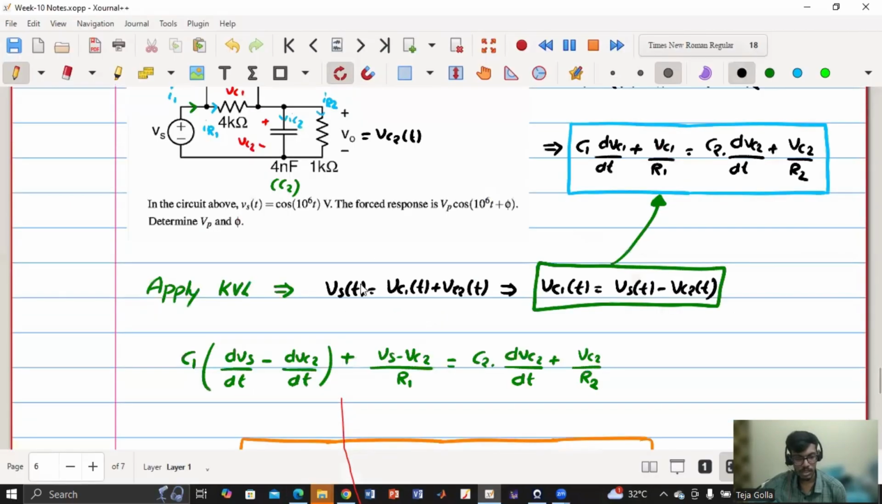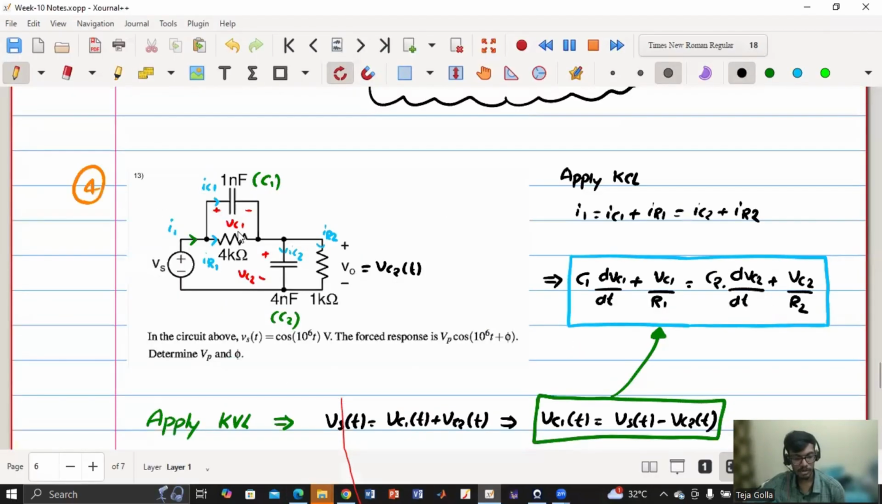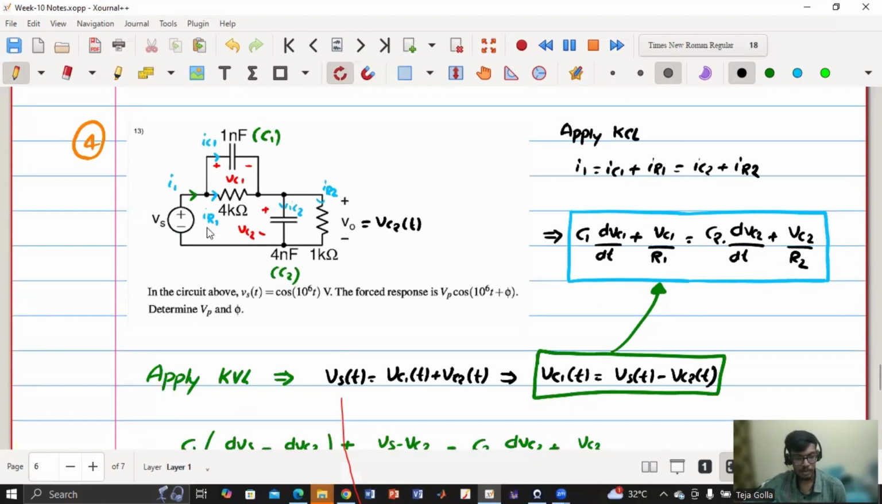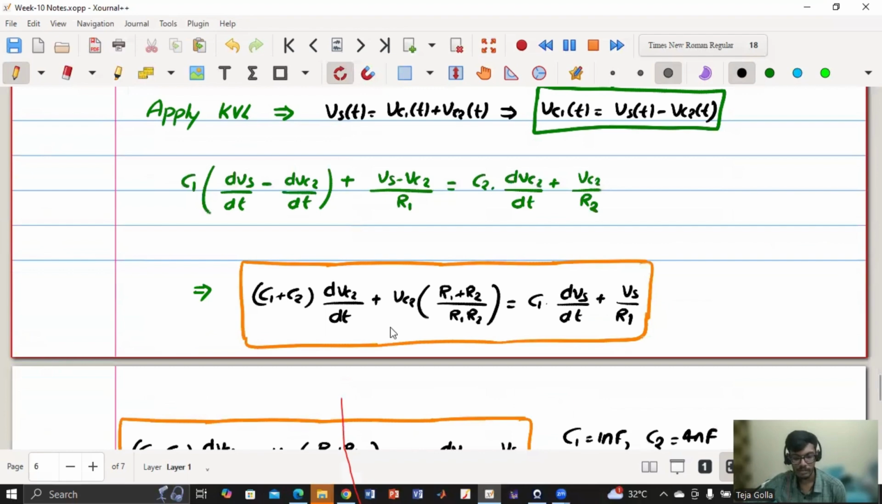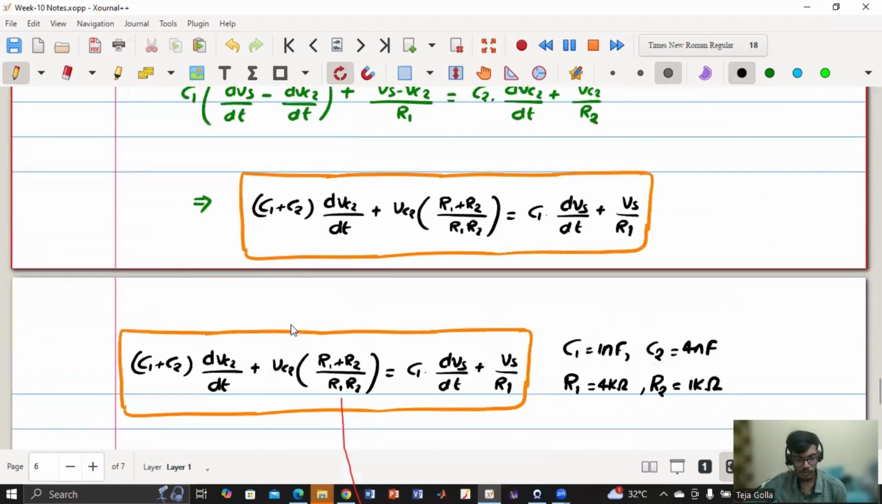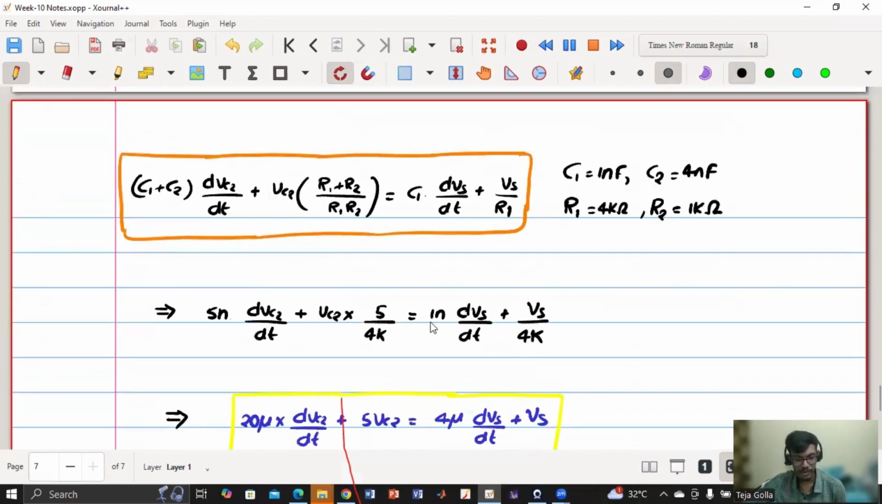In this question, they have given some complicated circuit. So I have assumed this is VC1, VC2, IC1, IR1, IC2, IR2. First I have applied KCL and then substituted everything in terms of VC1 and VC2. I got one expression. Then I have applied KVL. Then I have converted VC1 in terms of VS and VC2. So I have substituted this. I got one differential equation in terms of VC2 and VS, which is what they have given in the question.